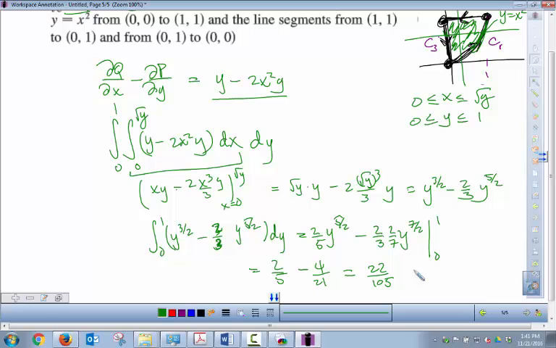The first set of questions is just asking if you can use Green's theorem or not. Really, what you need to look at is the curve to make sure it's closed. If it is closed, you can use it. If it's not closed, you can't.